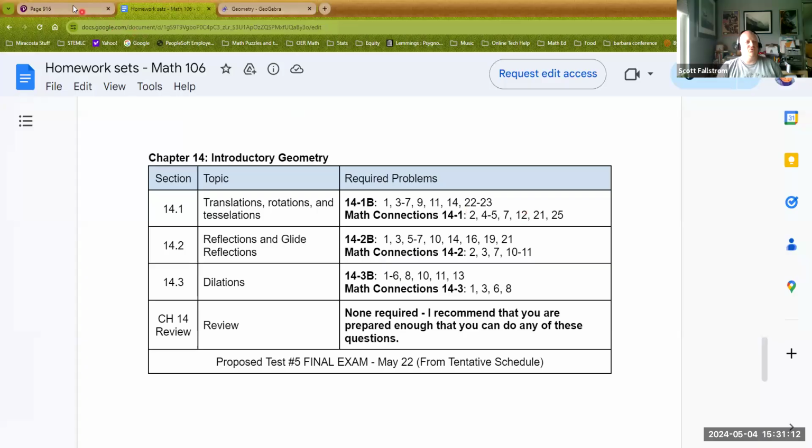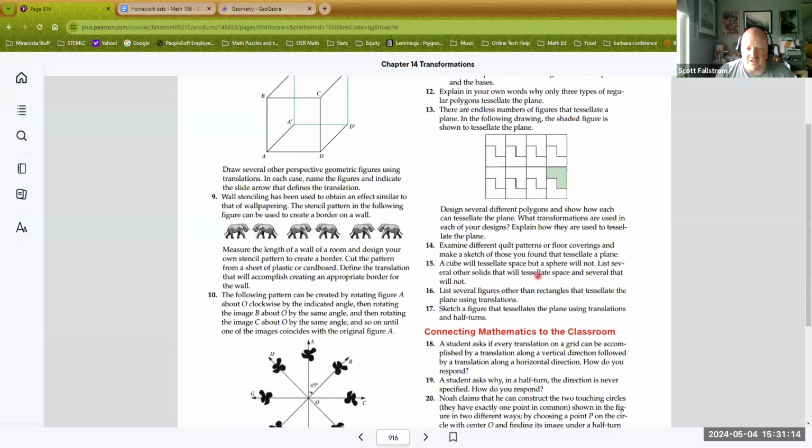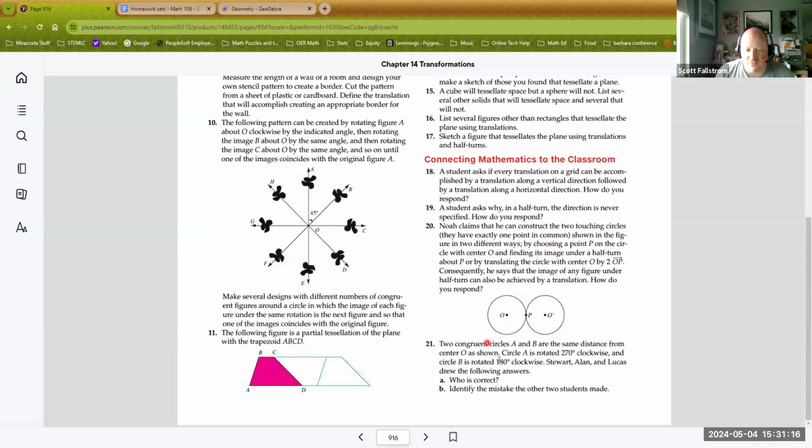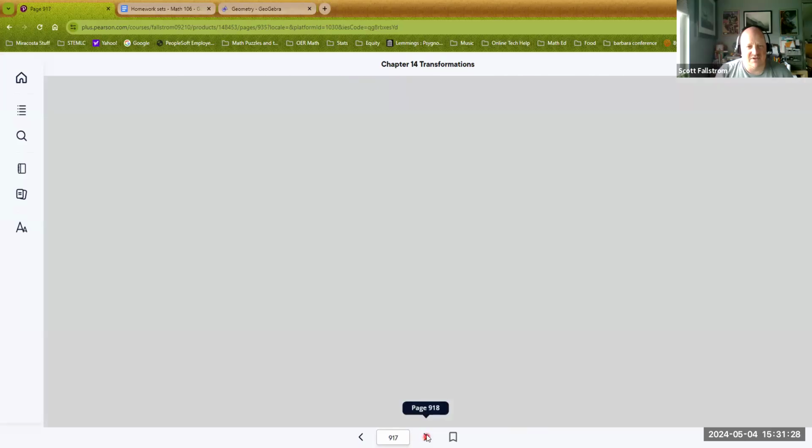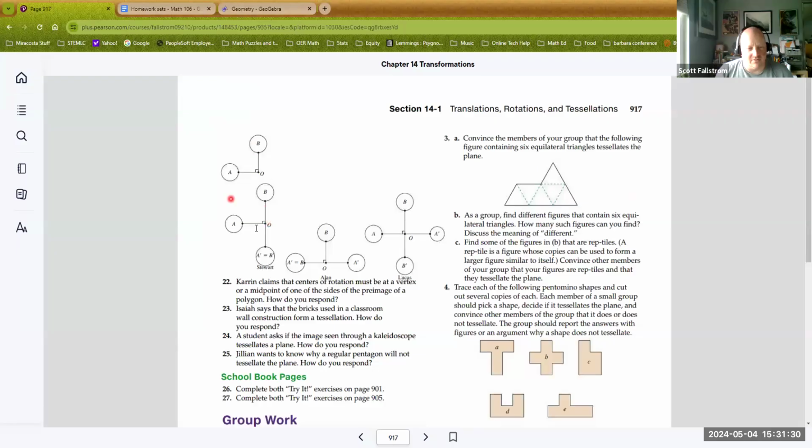Now let's see here, 21 and 25. So these are the questions from the classroom then. So 21, 2 congruent circles, A and B, are the same distance from center A. Circle A is rotated 270 degrees. Let's see here, 2 congruent circles. Oh, as shown. So I bet it's on the next page right up here at the top. Here we go. Okay, so this is the image they're talking about. It's on the next page.